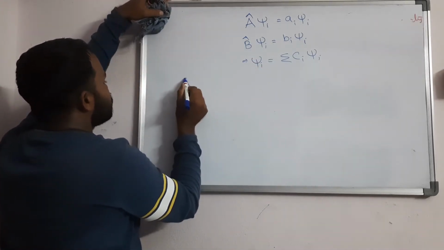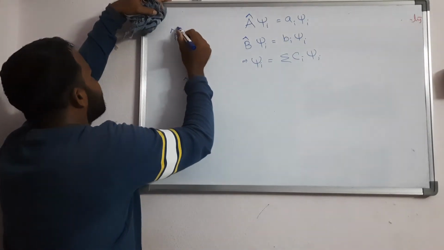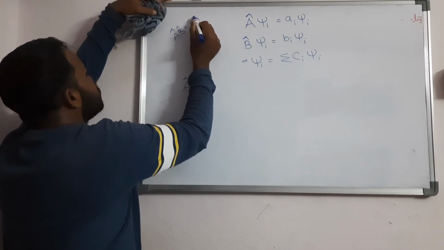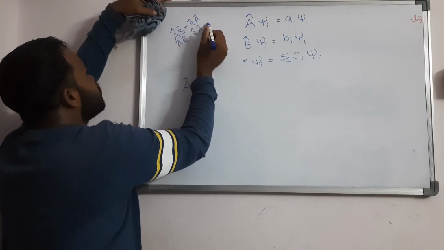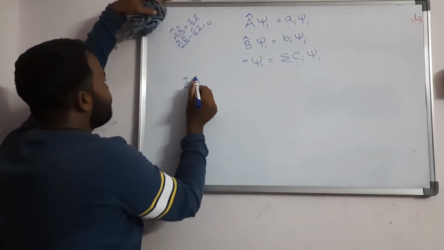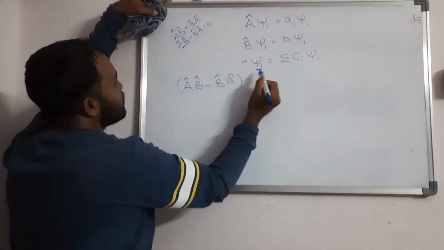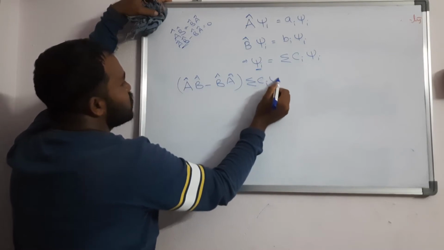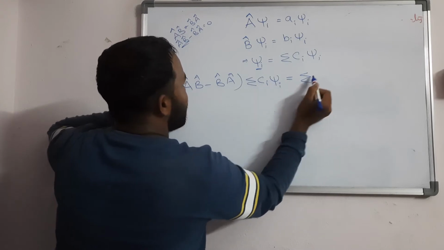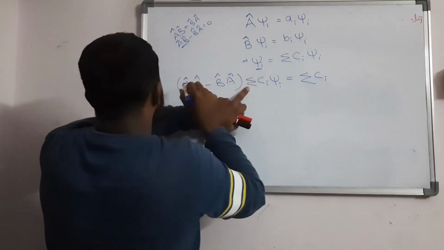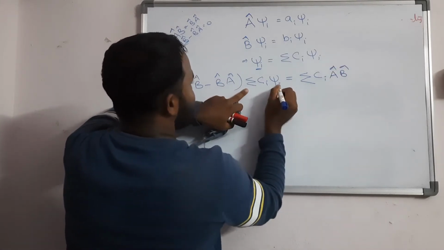So what are we going to prove? What is meant by commutation? A cap B cap is equal to B cap A cap. That means A cap B cap minus B cap A cap is equal to 0. We should prove this. So first I am going to take A cap B cap minus B cap A cap into psi. What is psi? Psi means summation ci into psi I. So first I write summation ci as it is, into A cap B cap into psi I.